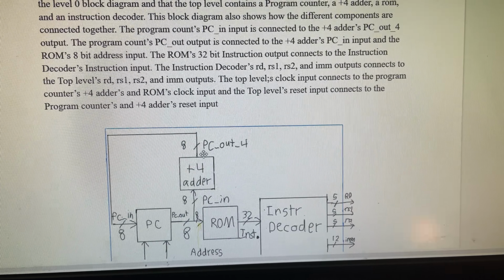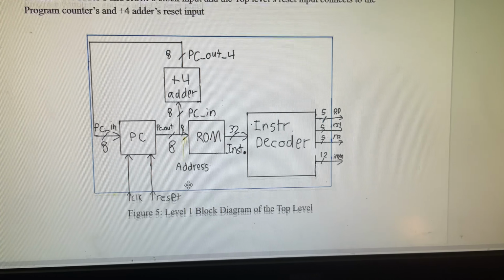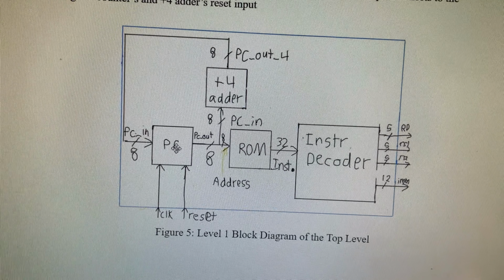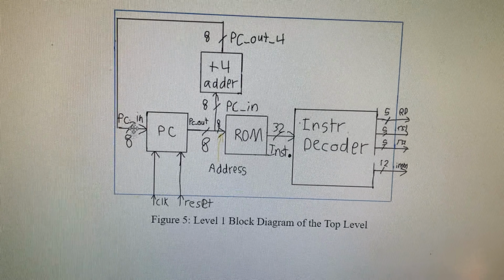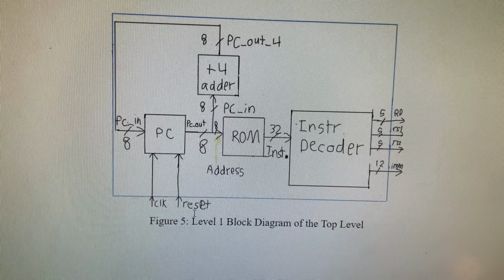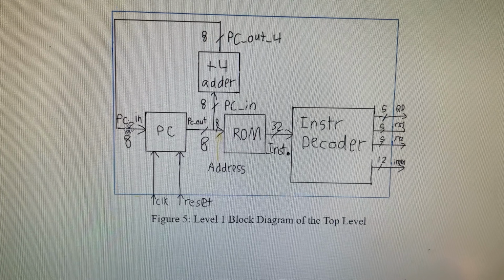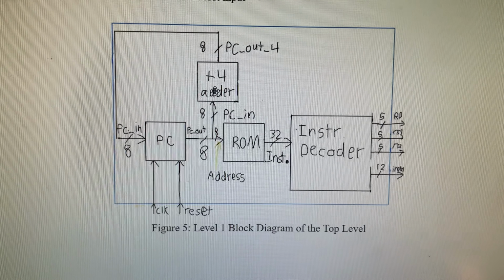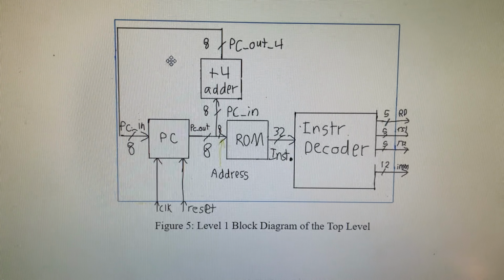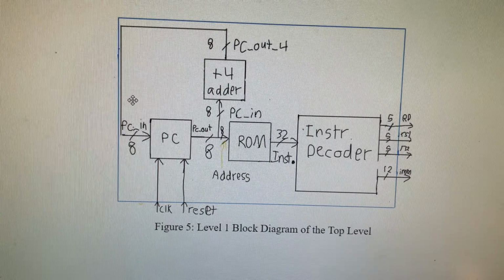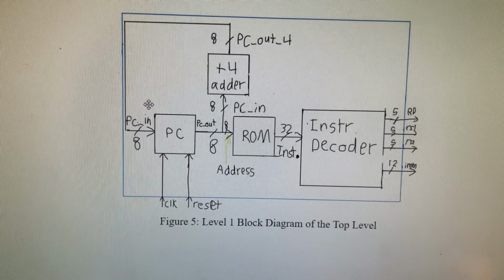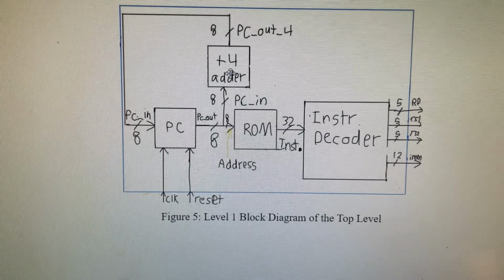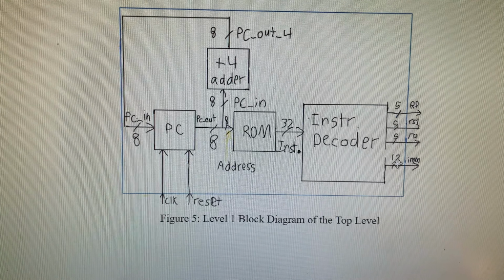Let's see, we got the level 1 block diagram of the top level right here. Additionally, it goes into a bit more detail. So we got our program counter, which is going to take a clock and a reset input, and it's also going to take the program counter input, which is 8 bits. It's also going to go into the +4 adder to give us this kind of cycle. We're going to be able to cycle +4 for every address over and over again to view the instructions in each address. And that's going to go into the ROM, and all of this combined is going to go to the instruction decoder to give us our final outputs.